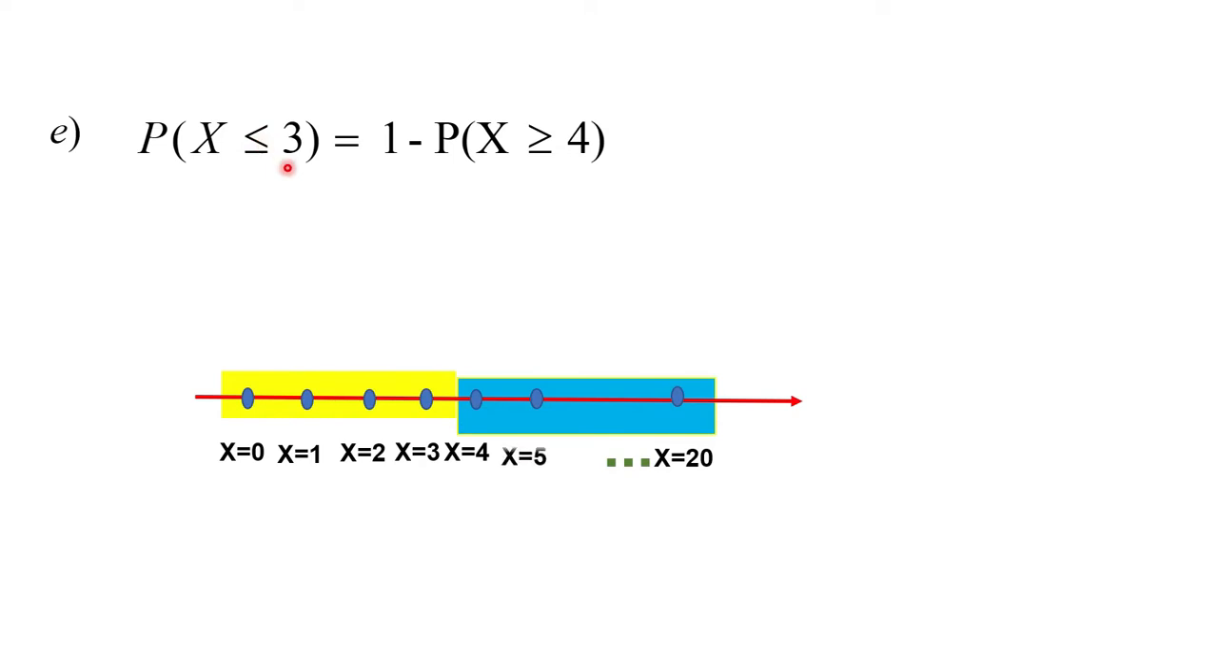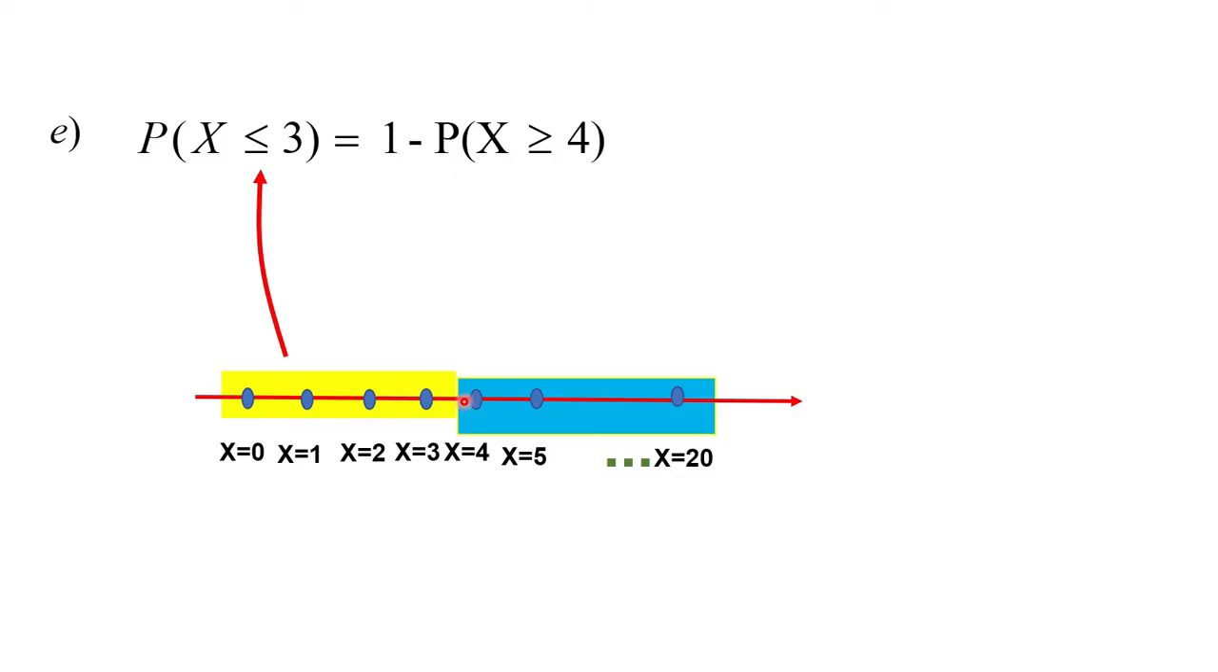Okay, now I'll continue. E, find the probability x less than or equal 3. So the formula is given as 1 minus probability x more than or equal 4, because 3 is included here. By using the diagram, you can see that probability x less than or equal 3 is given as the yellow rectangle here, starting from 0, 1, 2 and 3.